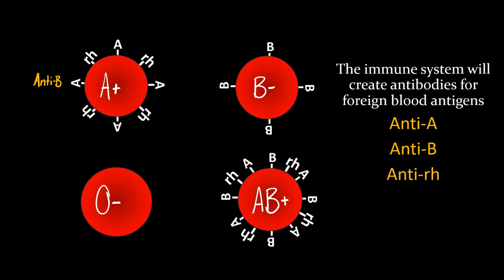So B negative would have anti-A and anti-Rh. O negative would have all 3, whereas AB positive has all 3 antigens, so they would make no antibodies.